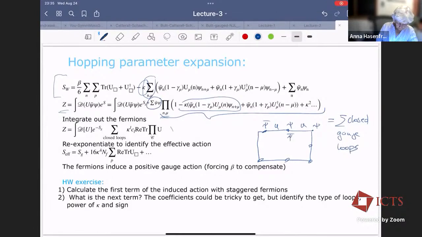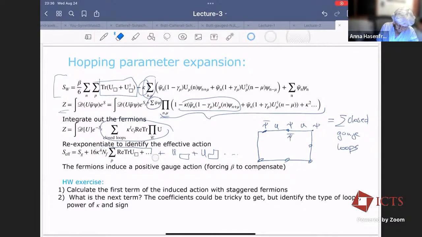That's what I am trying to write down here: when we re-exponentiate it, we actually get an effective gauge action. It's a relatively straightforward exercise to show that the leading term of this re-exponentiation is just another plaquette term, the same as the gauge action we started with. But then, of course, there will be terms with 6 links and more complicated loops. But they are all suppressed with powers of kappa. So this is an expansion in kappa. If kappa is small, it's a fairly convergent expression.